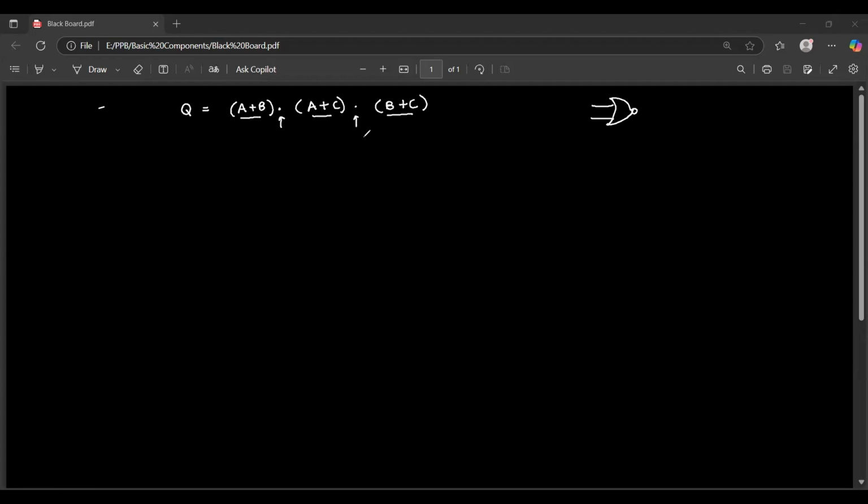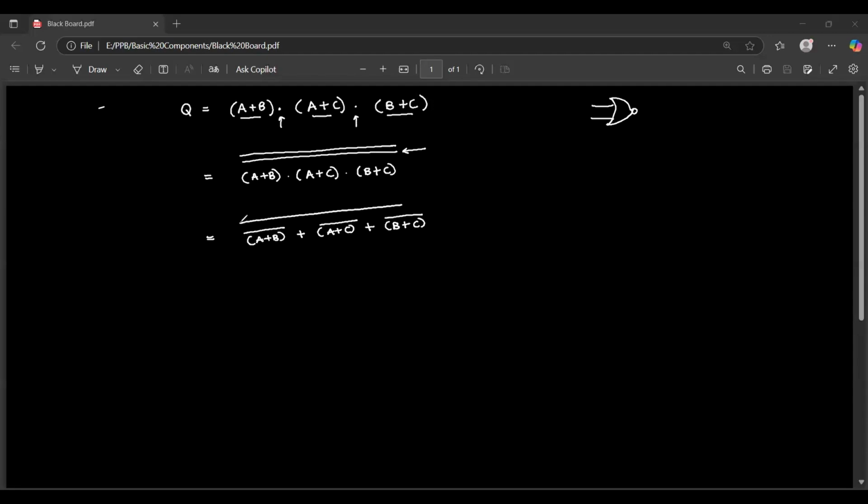So what we are going to do is double negate this and remove these dots and make it a plus sign. That will give us (A plus B) into (A plus C) into (B plus C), whole thing double bar, double negation. Now we are going to break only this bar. So that will give us (A plus B) whole thing bar plus (A plus C) whole thing bar plus (B plus C) whole thing bar. And then finally we have another whole thing bar.